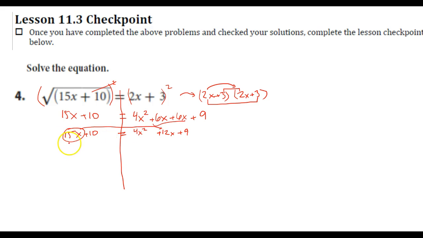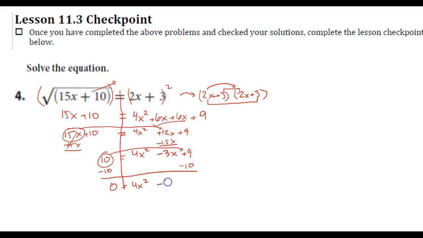What's the opposite of a positive 15x? Negative. Let's write in what 12 take away 15 would be. Negative 3, right? Plus 9. What's the opposite of a positive 10? Negative 10. So that would be 0, finally. 4x squared minus 3x. And what would that be? Minus 1. All right, let's go ahead and factor this out.